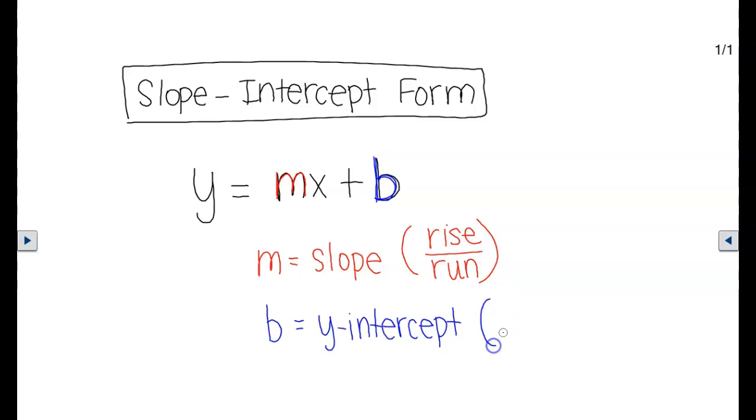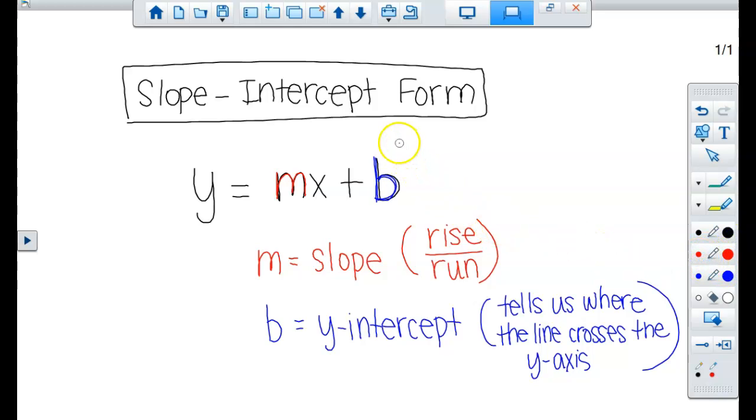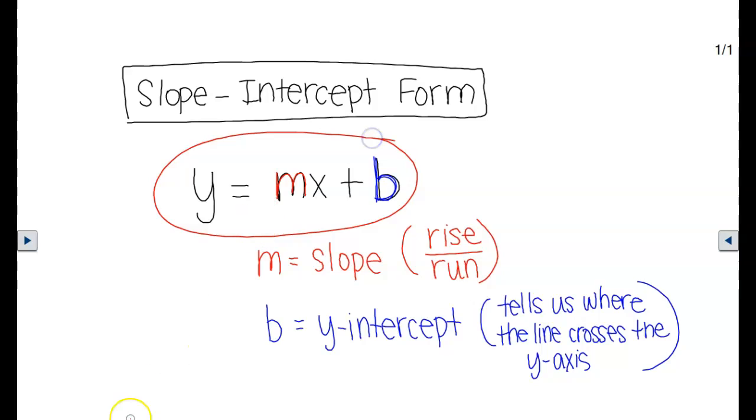Useful for graphing because this tells us where the line crosses the y-axis. So when my linear equations are in this form, it makes it easy for me to graph because I get my slope and my y-intercept directly from that equation.